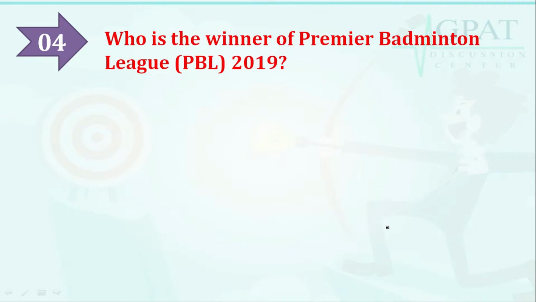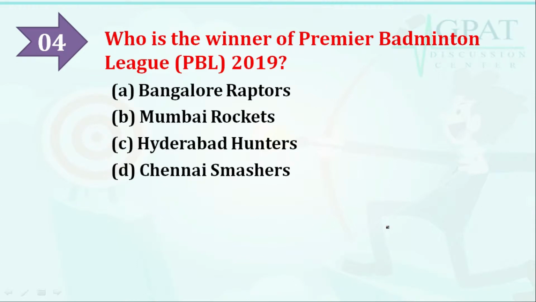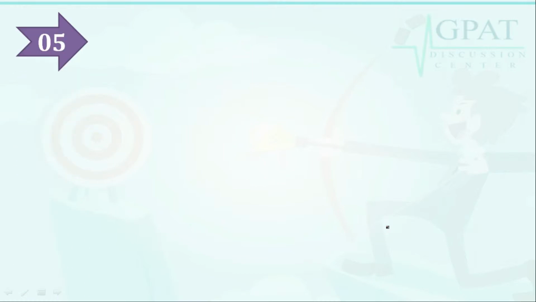Who is the winner of the Premier Badminton League, that is PBL, in 2019? And the options we are having: option A is Bangalore Raptors, option B is Mumbai Rockets, option C is Hyderabad Hunters, option D is Chennai Smashers. So which is the correct answer, and who is the winner of the Premier Badminton League in 2019? So Bangalore Raptors are the winners of the Premier Badminton League in 2019. Moving on to the next question.